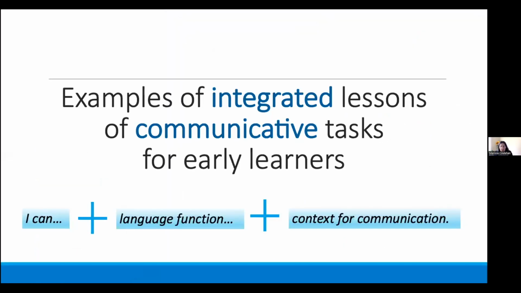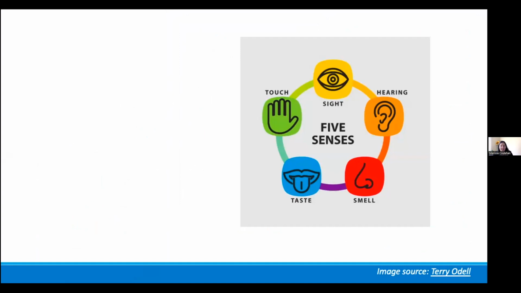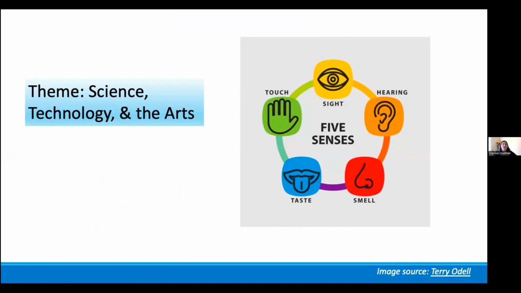So here we are, and we are going to give a few examples of some of these integrated lessons that I'm talking about. So the first one, let's take a topic I first started using years ago when I was teaching kindergarten, but now, as I mentioned, the first grade level that has Spanish in my school is second grade. So my second graders are using this theme, science, technology, and the arts. And the context is the 5 senses. So this is one of my favorites because it's highly engaging and it's relevant and it's really concrete language for those beginning language learners. So we start with visuals.